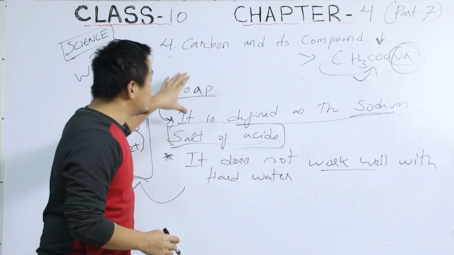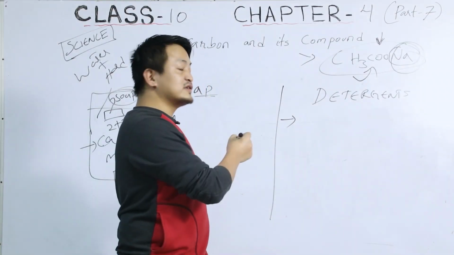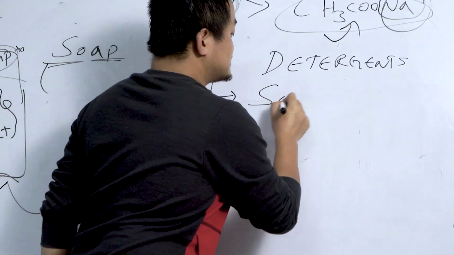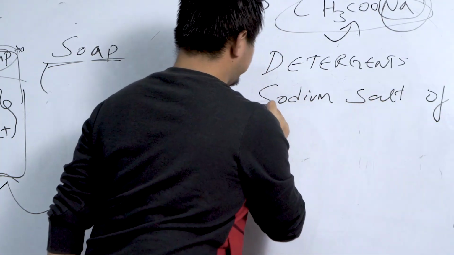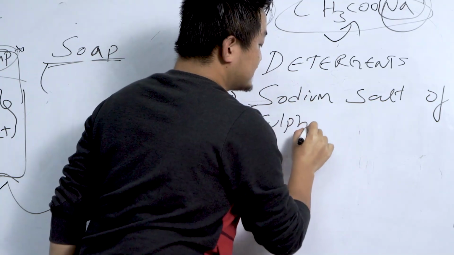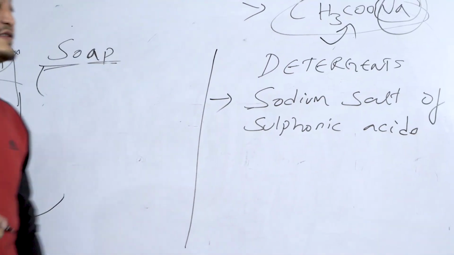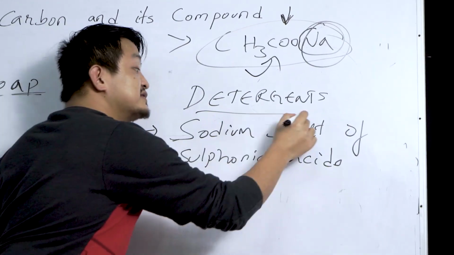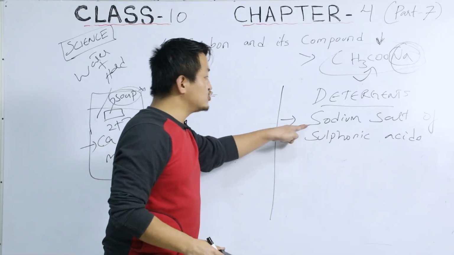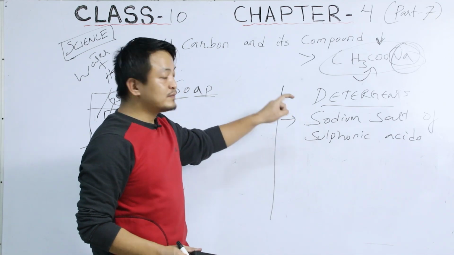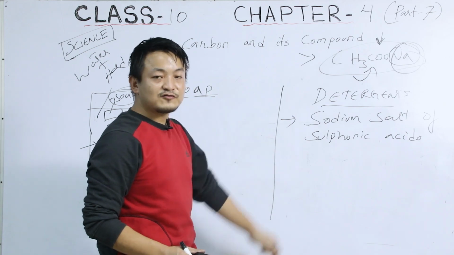Now let's compare this soap with detergent. Now students, about detergent, it is a sodium salt of sulfonic acid. Clear? You keep this in mind. Detergent is defined as a sodium salt of sulfonic acid. Now this sodium can also be replaced by potassium, because sodium and potassium are the most reactive metals.